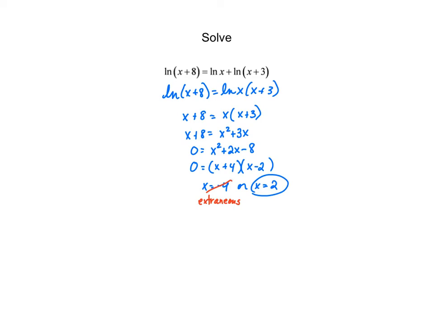So, again, we condensed our logs. So I had ln of x times x plus 3. I equated my arguments, and then I solved for x. I distributed my x. I set it equal to 0. I factored, and I determined that -4 was extraneous. I ended up with a positive argument here. That was fine, but then I had a negative argument there. That's not okay. With the 2, I had a positive argument, positive argument, positive argument. Life is good.